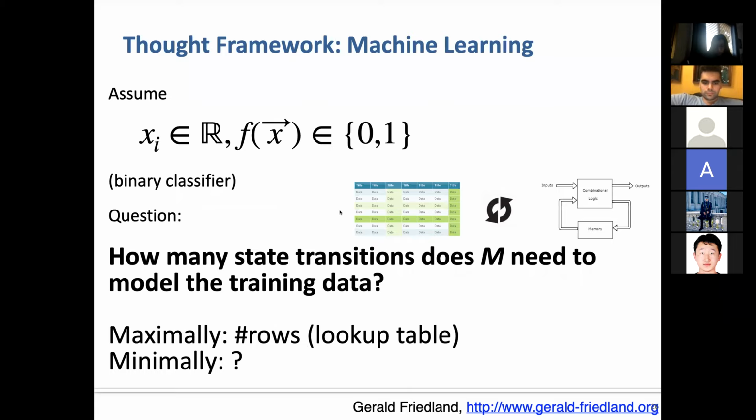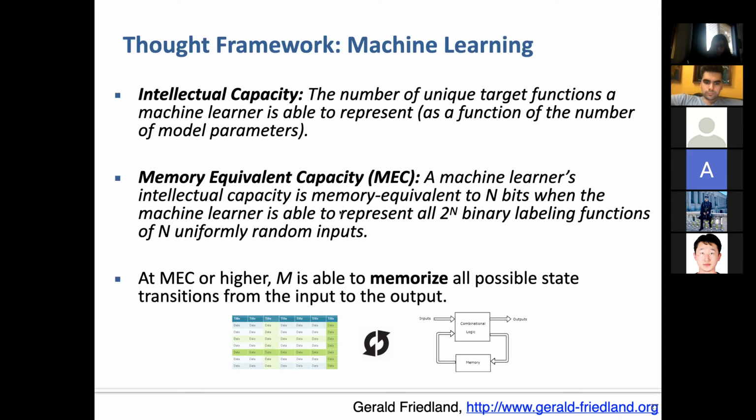You take your table, you convert it into a finite state machine, and then you ask yourself, how many state transitions do I need? And maximally, you should only need as many state transitions as are in that lookup table, as I just said. But minimally, you don't know. Minimally, it's kind of difficult to say, but we can measure it empirically. And that's the interesting part. So I'm giving you a couple more sort of overview of what you learned in this class.